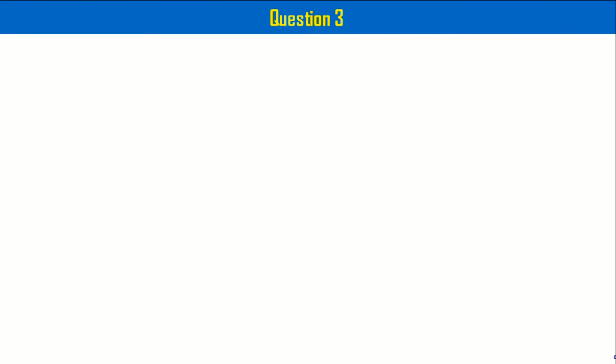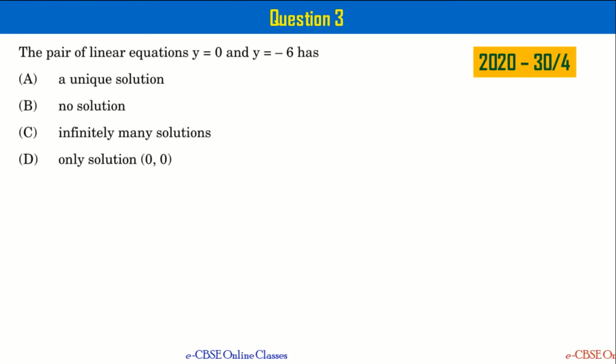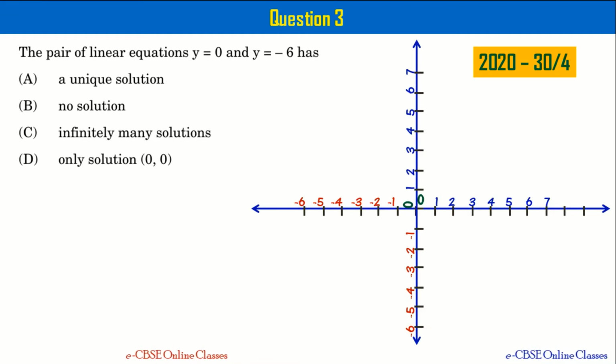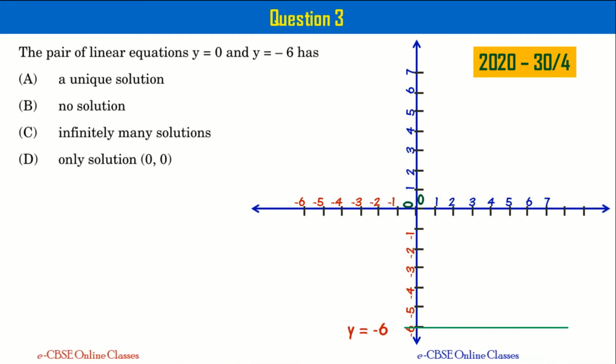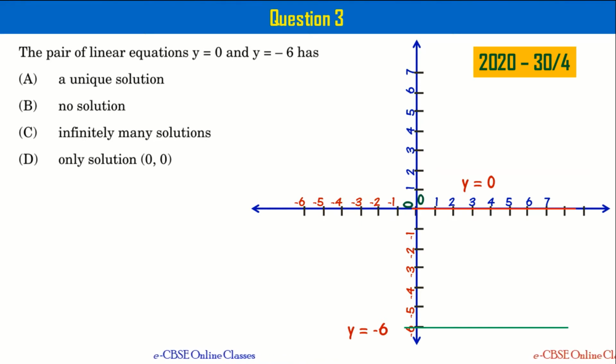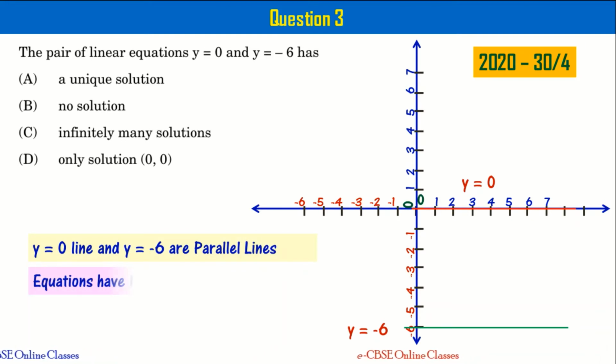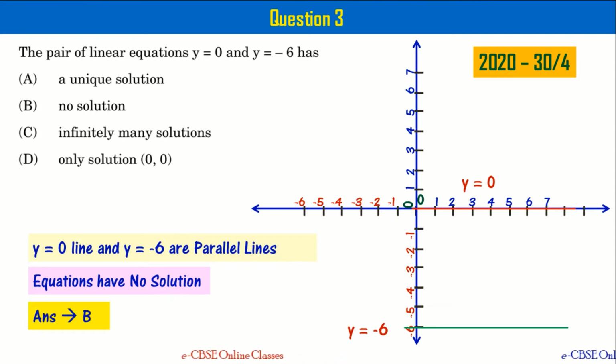Let's go to the next question, that is question number 3. It is almost similar to the previous question. The pair of linear equations y equal to 0 and y equal to minus 6 has, and the options given were similar to the earlier one. Let's plot these two equations. Y equal to minus 6 is a horizontal line as shown here, and y equal to 0 is actually the x-axis. When you see these two, you say that these two lines are parallel to each other. It means the equations will have no solution. And the answer is choice B.